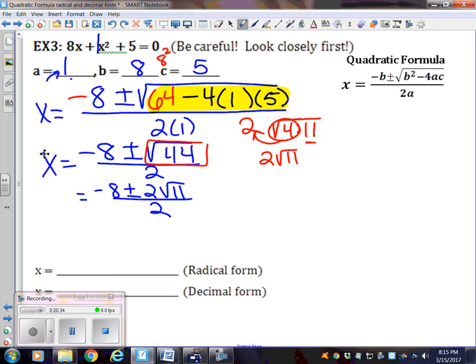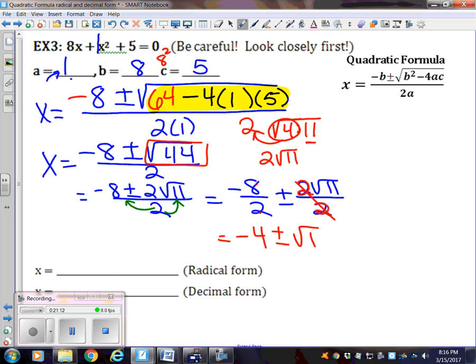Now, before I write my radical form, I'm going to go ahead and simplify this. 2 is a common denominator under the 8. 2 is also a common denominator under the second term. So when I split that up, it is the same as negative 8 over 2 plus and minus 2 square root 11 also over 2. Now, it's like the last time. This 2 out front and this 2 on the bottom are regular 2's because the 2 is outside the square root, so I can cancel those 2's. And then negative 8 divided by 2 is negative 4, and my answer is negative 4 plus or minus square root 11.